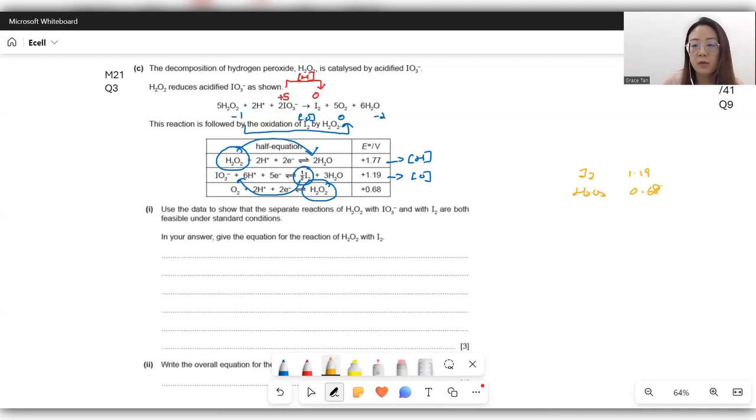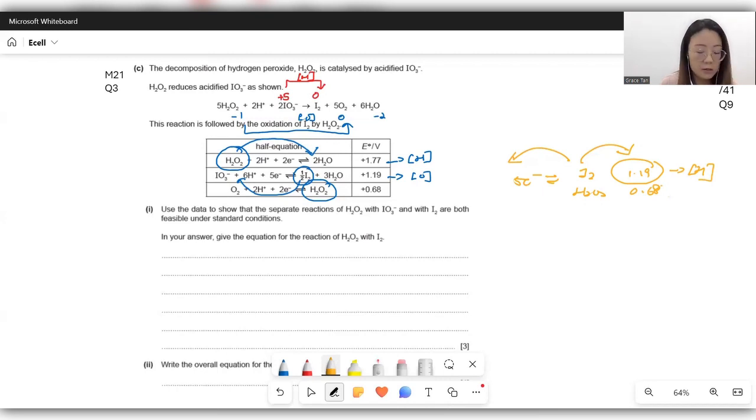Now, knowing that 1.19 is more positive, a more positive E value should undergo reduction. You look at your equation, your iodine here, can it undergo reduction by shifting right to thin air? No, the only thing your iodine can do is to shift left by donating 5 electrons. So since the oxidation part is needed for iodine to shift left, and that is the only way it can shift, hence you cannot select the 1.19 and 0.68.